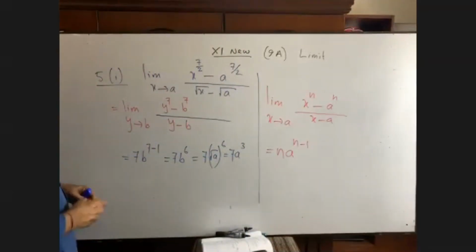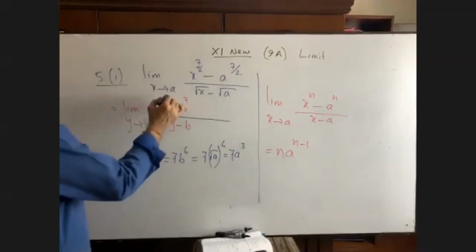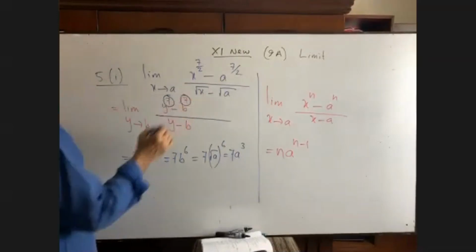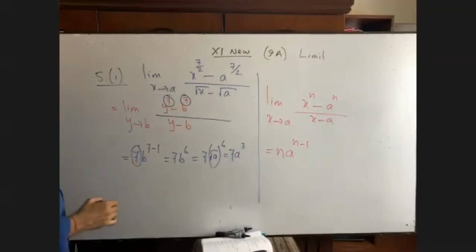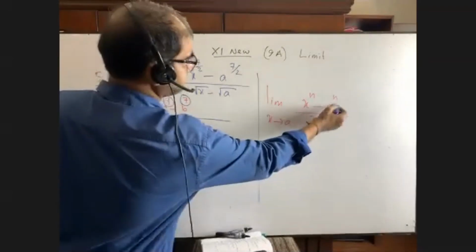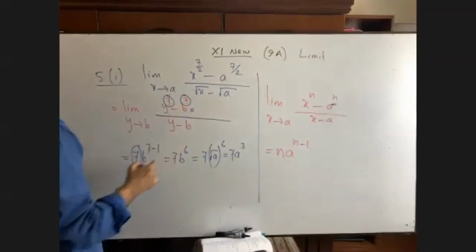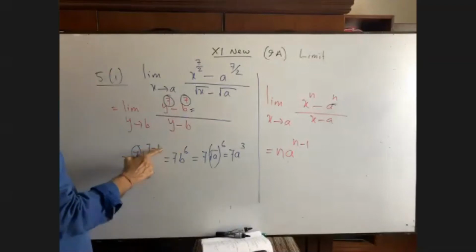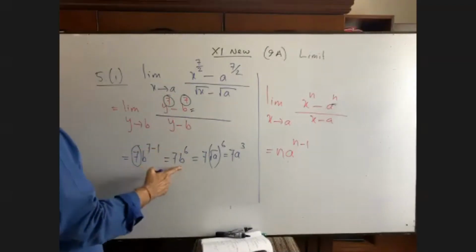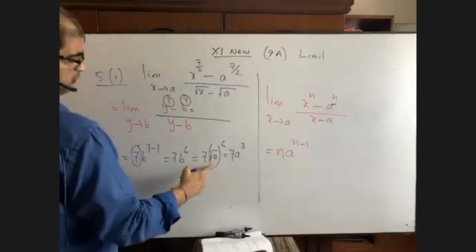What is n in this math? In this math, our n is 7. I have written 7. Here, what is a? This part is a. That is b. n minus 1, that is 7 b to the power 6. The value of b is root a. I have put the value.